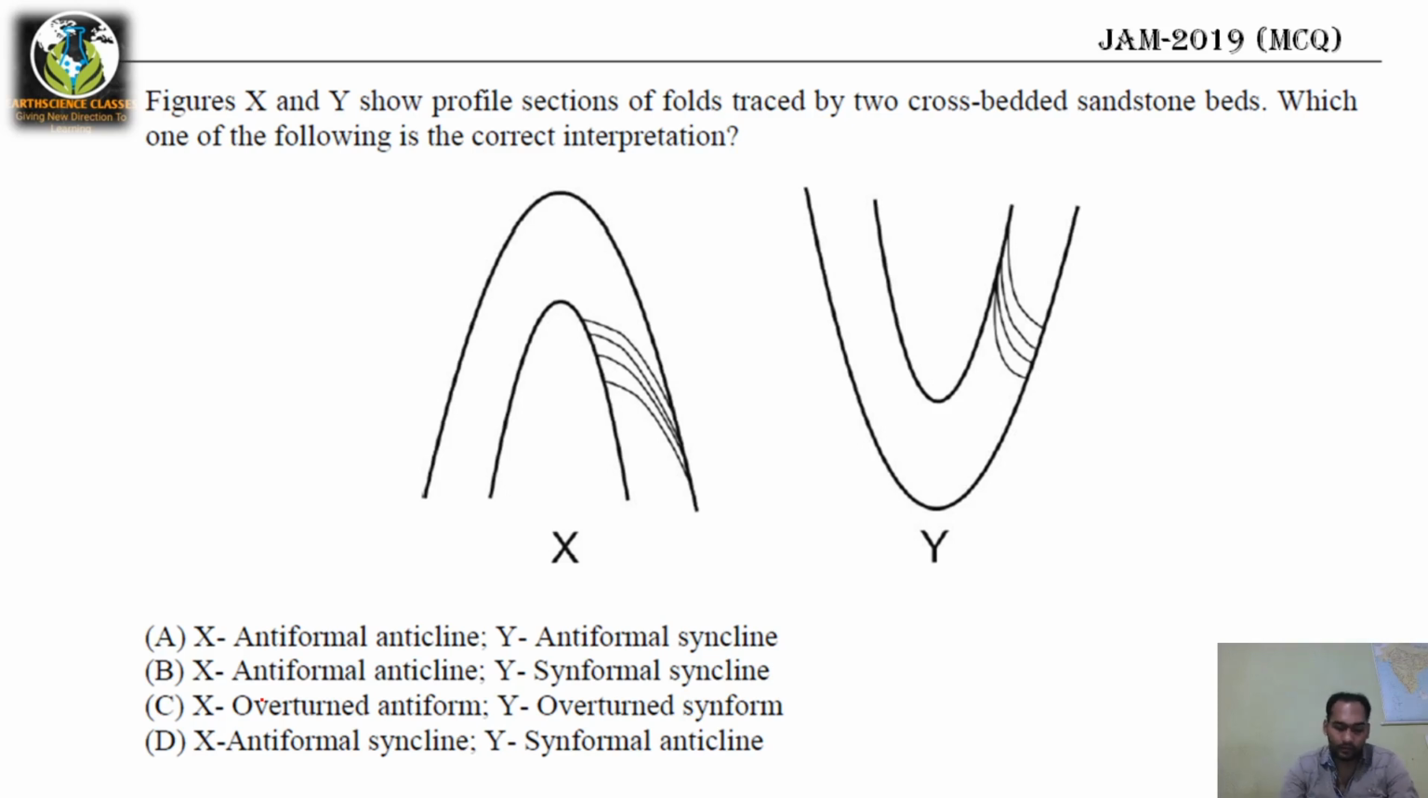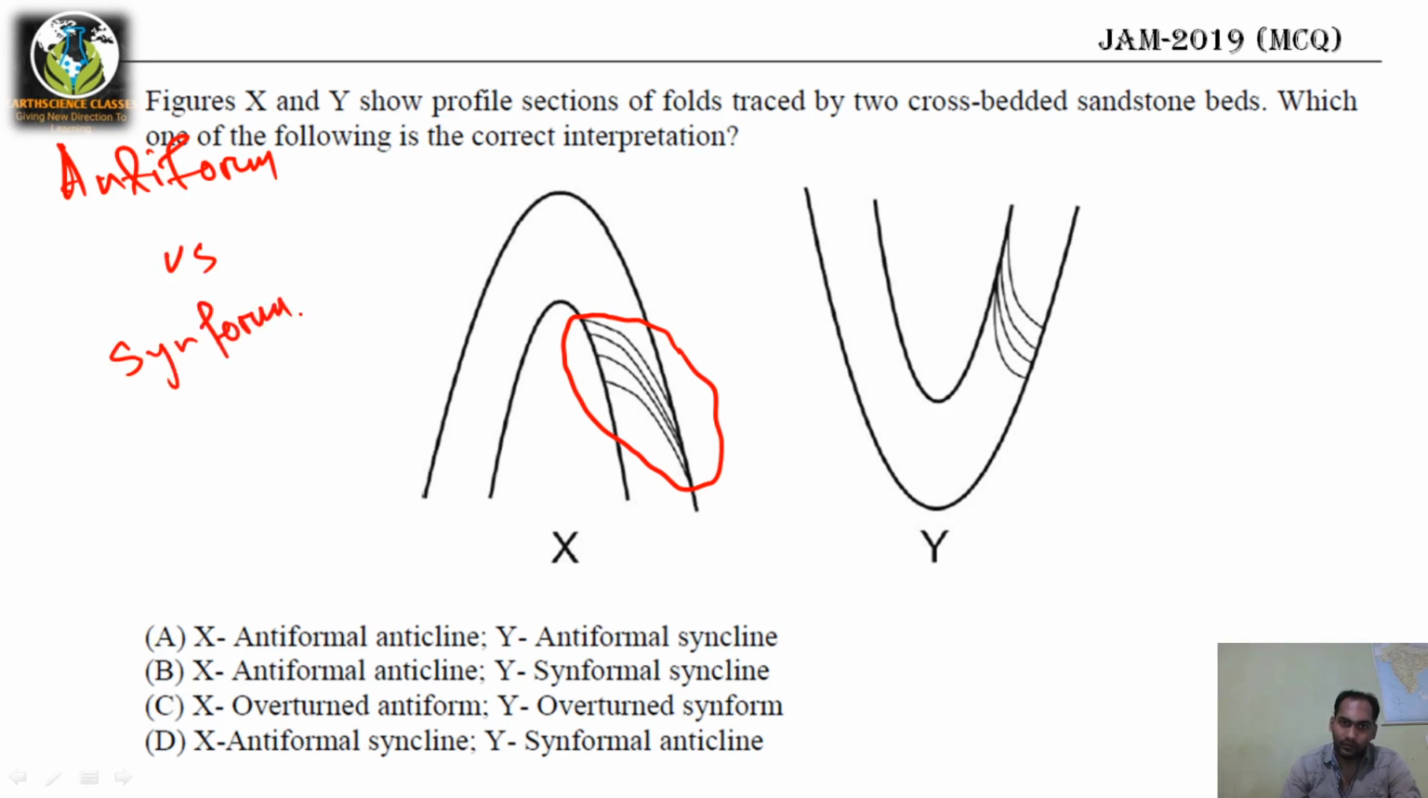Here the map question is associated with sedimentary structure, right? Here you can see this is cross bed. Here it is asking whether it is okay. So let me tell you one thing: antiform versus synform and anticline versus syncline.